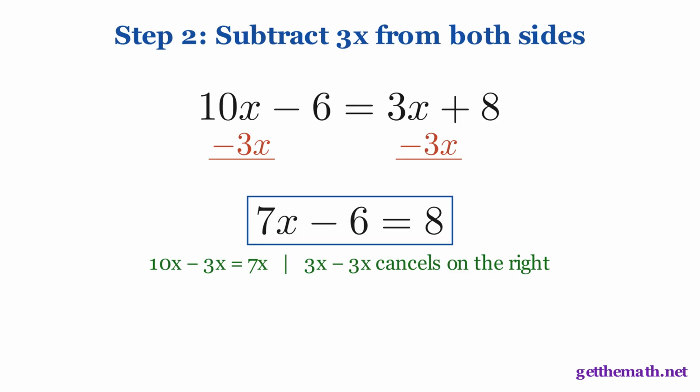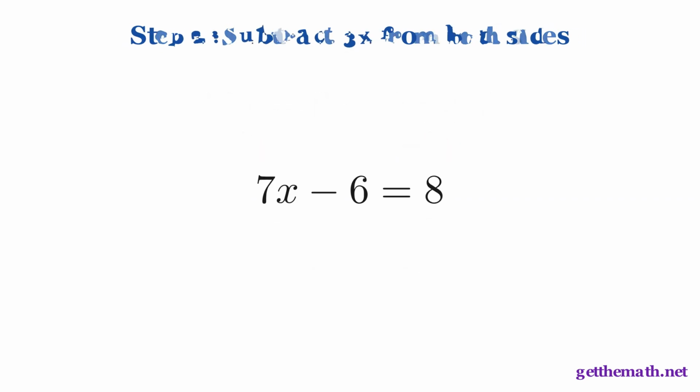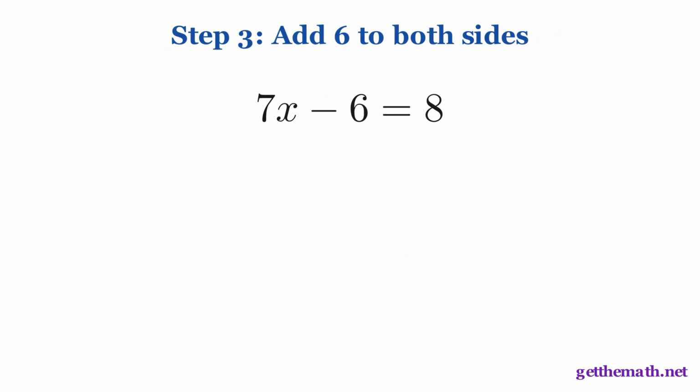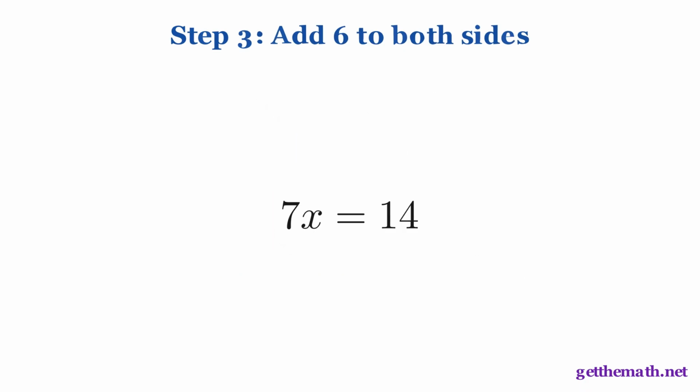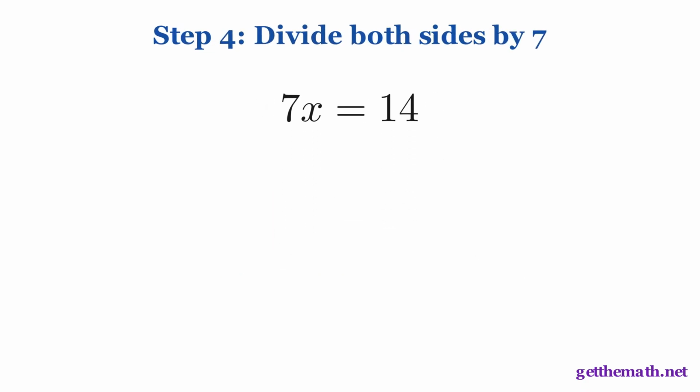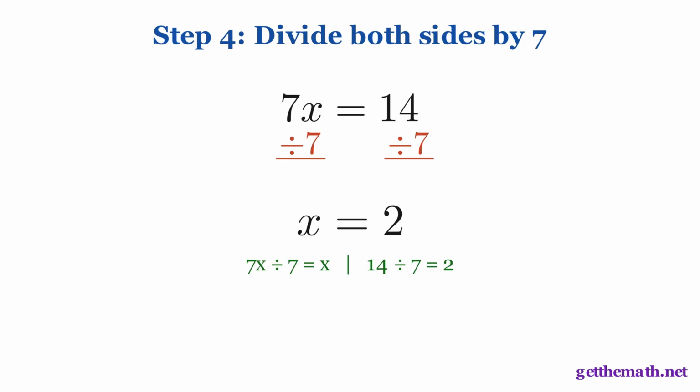Step 3. Add 6 to both sides to isolate the x term. Negative 6 plus 6 cancels on the left. 8 plus 6 is 14. Now we have 7x equals 14. Step 4. Divide both sides by 7. 7x divided by 7 is x. 14 divided by 7 is 2. So, x equals 2.